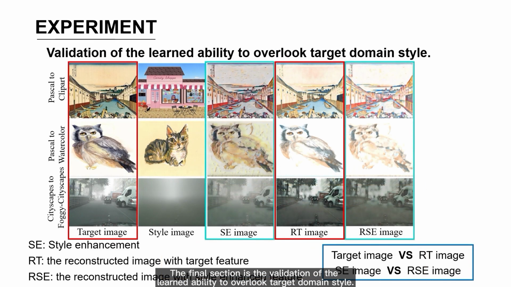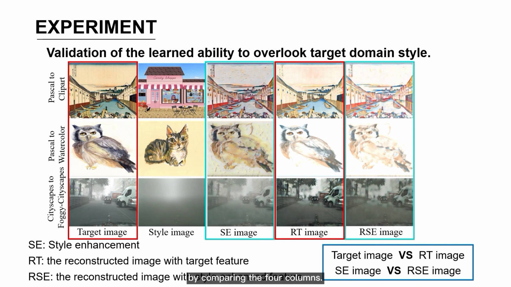Final section is the validation of the learned ability to overlook target domain style. It's obvious that the trained model learns the ability to overlook target domain style by comparing the four columns.